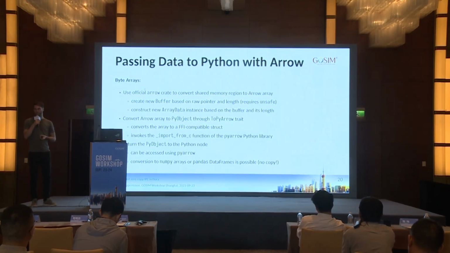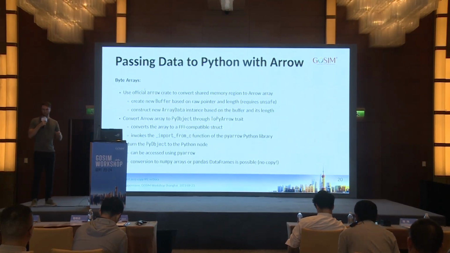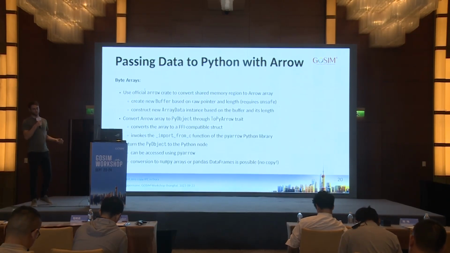And then we can use the official ToPyArrow trait to convert it. Underneath, it first converts it to an FFI-compatible struct and then invokes the pyarrow implementation on the Python side to import that struct again, which doesn't contain any data, it just contains pointers. And then we can return this Py object back to the Python node, and the Python node can then use the functions of pyarrow to access that data through the pointers that are stored. Or we can convert it to NumPy or a pandas DataFrame, and also there's no copy, so it's also based on FFI pointers.